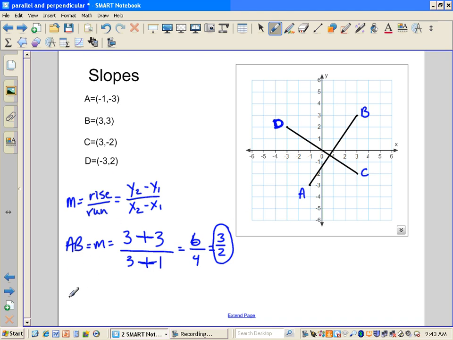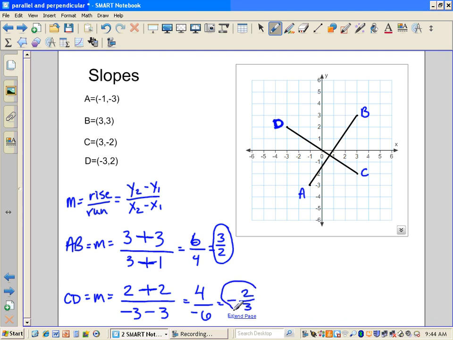Well, now let's look at line CD and find the slope. So again, take my second y, 2 subtract my first y, -2, that's going to become plus when you subtract a negative, and my second x, -3, subtract 3. Well, 2 plus 2 is 4, over -6, well this we can reduce to -2/3.